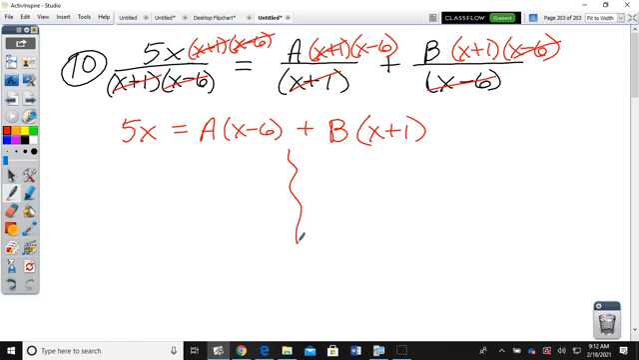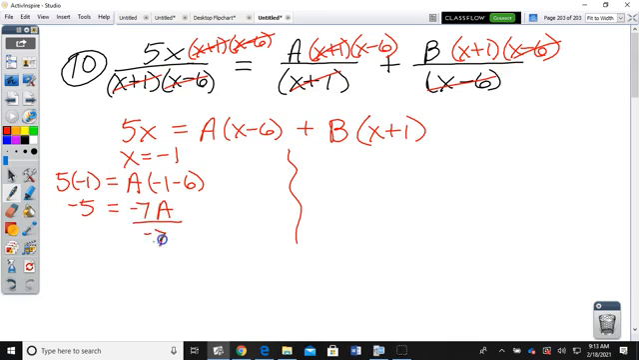So to get rid of b, I'm going to let x be what? Negative 1. Plug it in. 5 times negative 1 equals a times negative 1 minus 6. Negative 5 equals negative 7a. So a is 5/7. So don't let that scare you.